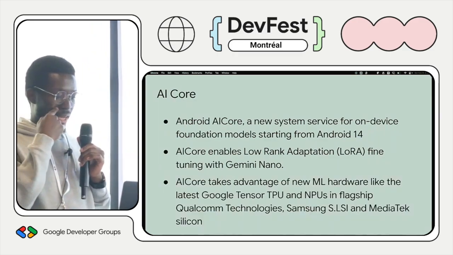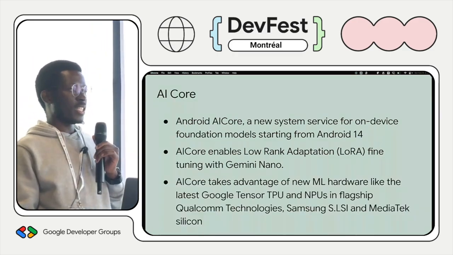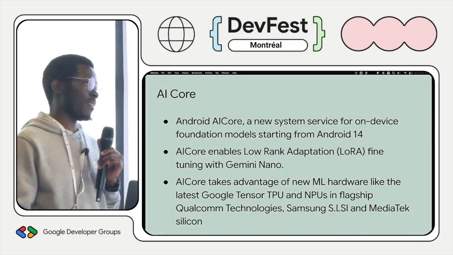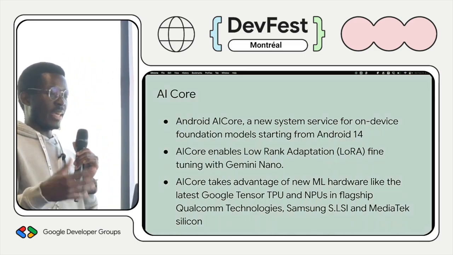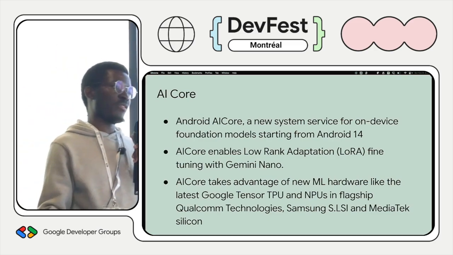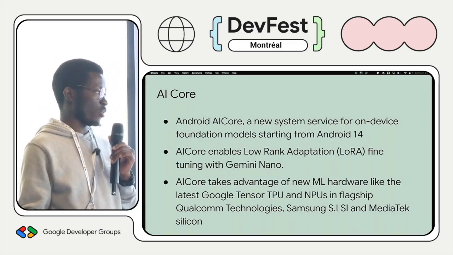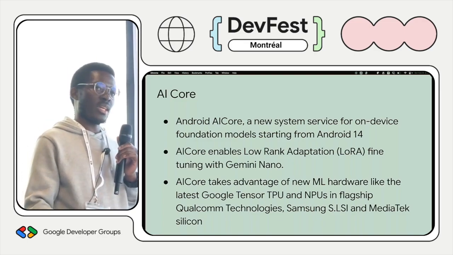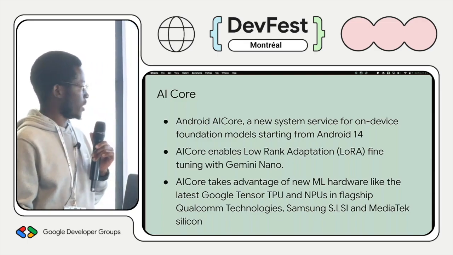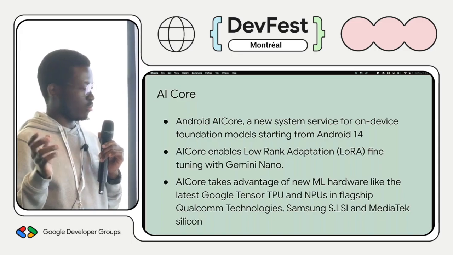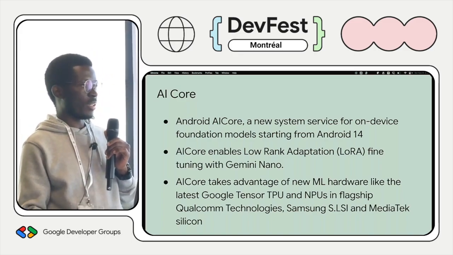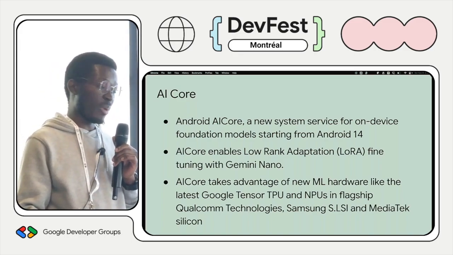Also, the biggest advantage of AI Core is the fact that it takes advantage of all the ML hardware that comes with a lot of flagships nowadays. For example, the Google Tensor chip, or the Snapdragon 8 Gen 3, which came with a unit dedicated to machine learning.